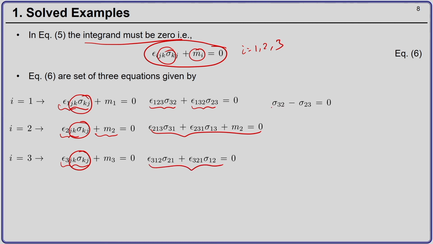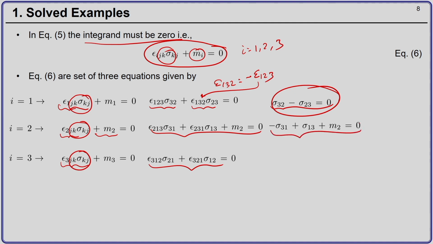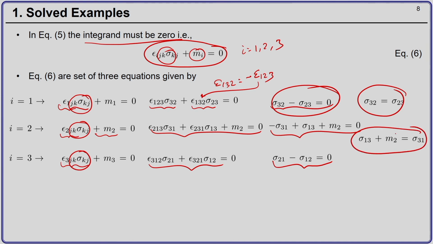So, this implies that sigma 3 2 minus sigma 2 3 equals 0. This is because epsilon 1 3 2 equals minus epsilon 1 2 3, and we substitute this here, and then epsilon goes out and we have the following expression. This is the second expression and this is the last expression. So, what we see here is sigma 3 2 is equal to sigma 2 3. However, sigma 1 3 plus the moment m 2 will be equal to sigma 3 1, and sigma 2 1 is equal to sigma 1 2.